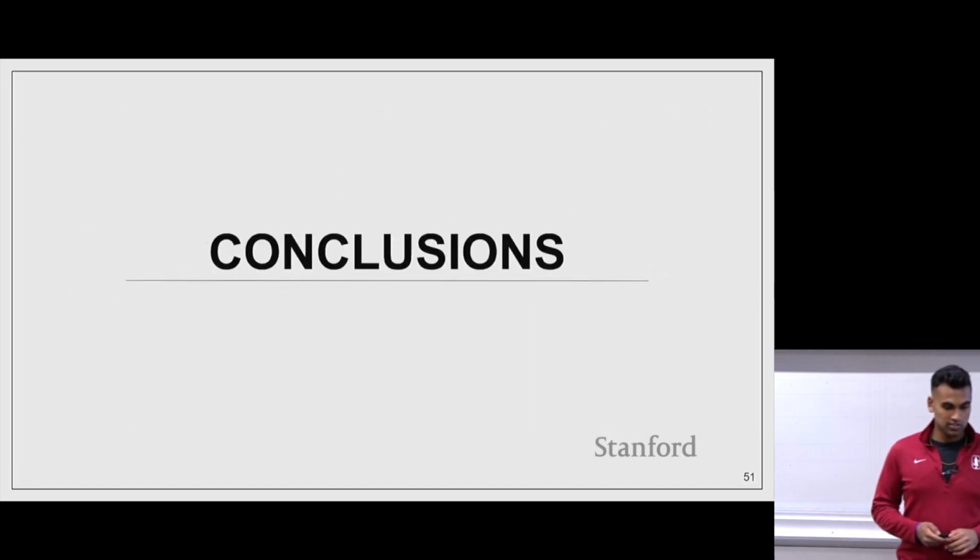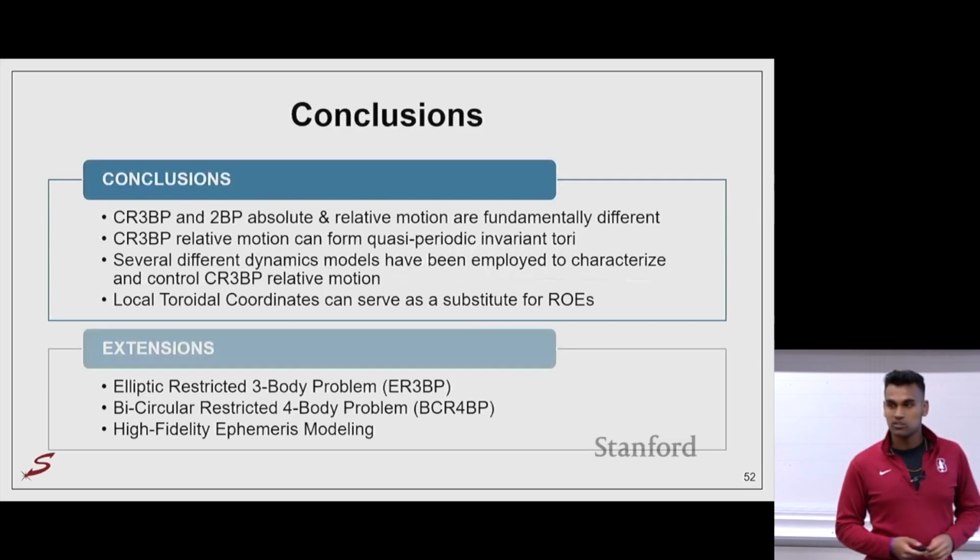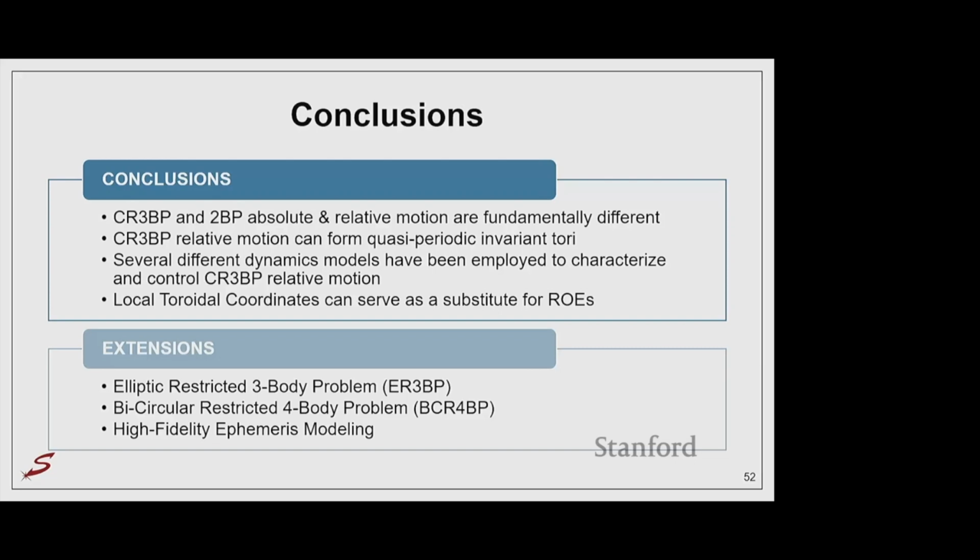So that's the majority of what I wanted to cover. Just to wrap up with some key takeaways from what we've learned here today. From the start, we established that CR3BP and two-body problem motion, both the absolute case and the relative case, are very different.